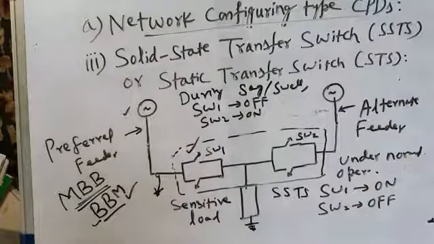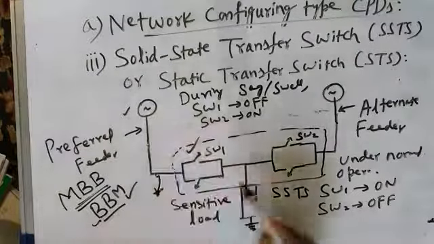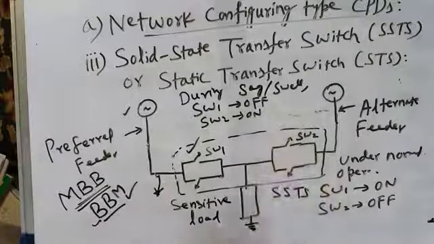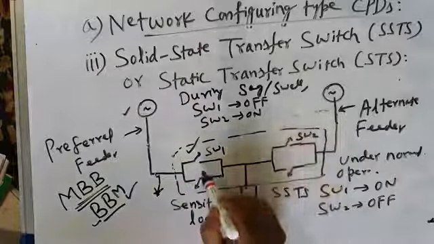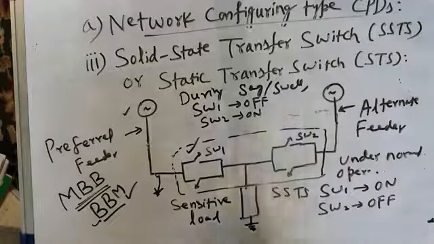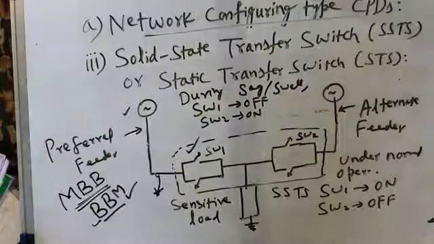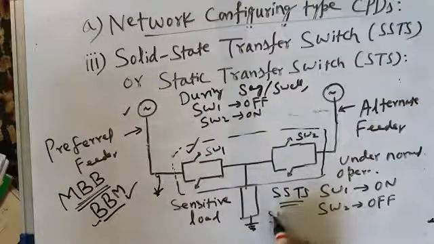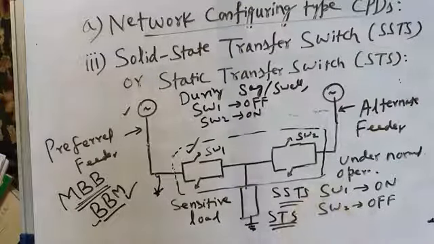Okay, so therefore two types of power quality problems it takes care of. I mean, these are SW1 and SW2, this is called solid state transfer switch or static transfer switch, STS. It takes care of two problems. Number one, voltage sags and voltage swells.